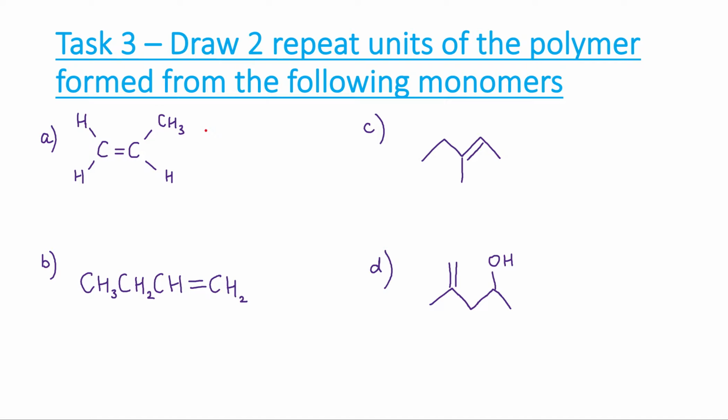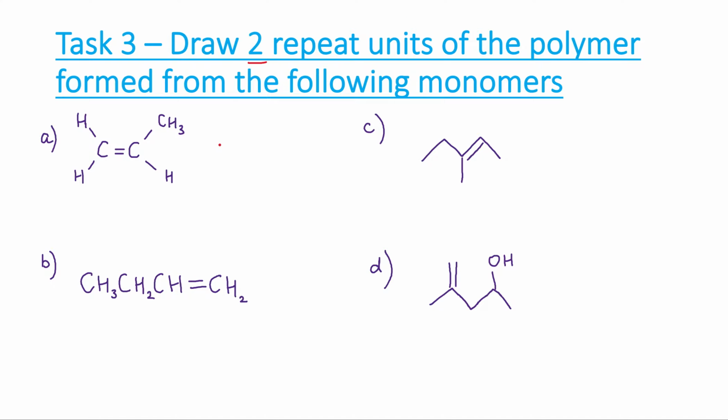Right, so I'm going to run through the answers for these tasks. This one over here, we're being asked to draw 2 repeat units of the polymer formed from the following monomers. So these are all monomers, they're all going to be unsaturated, and when they form polymer, they're going to become saturated. So the key thing to drawing a repeat unit is identifying the 2 carbons that were initially in the double bond that lose that double bond.